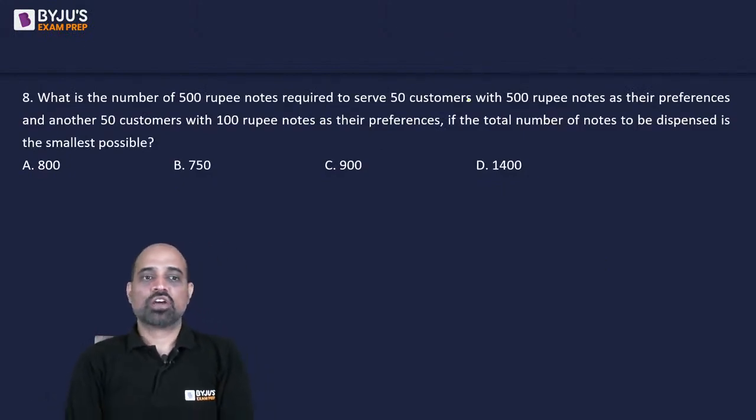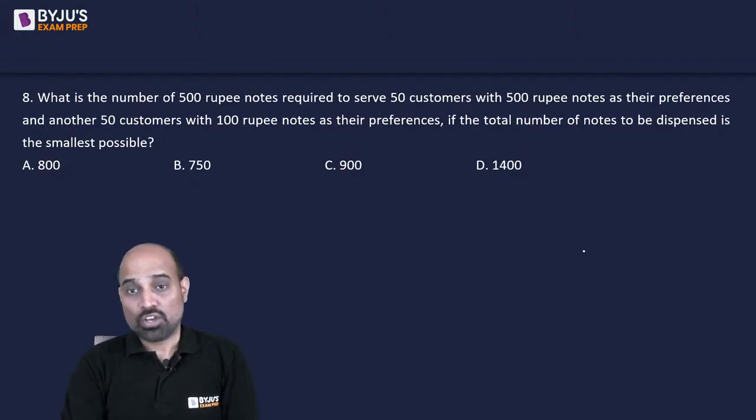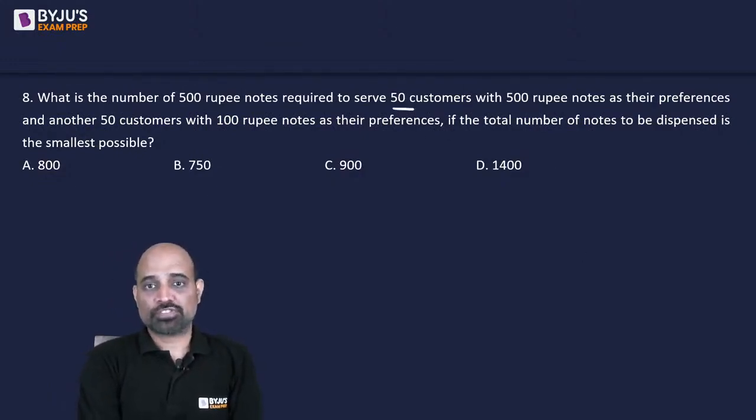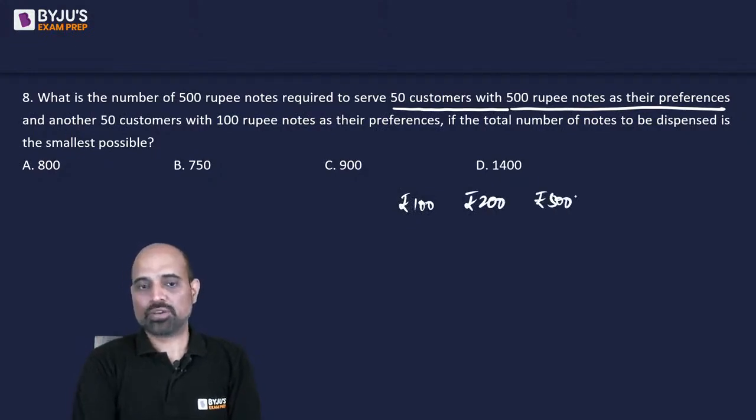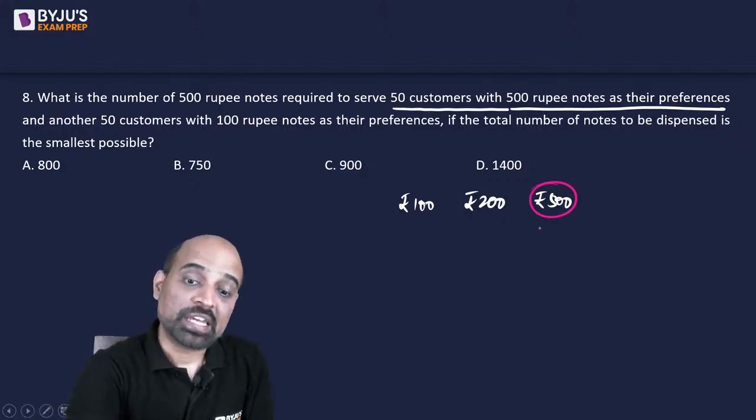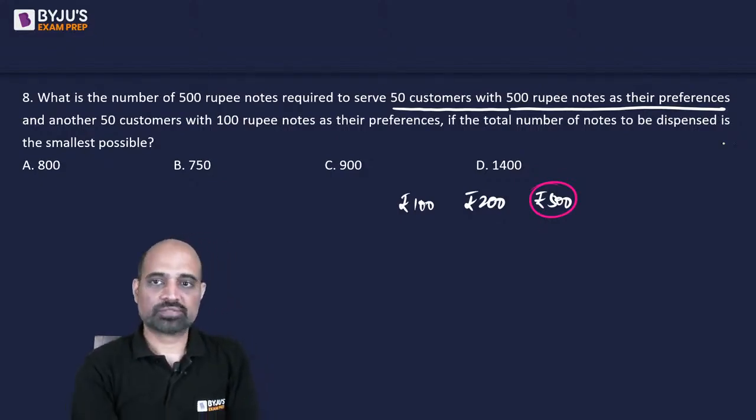Next one. What is the number of 500 rupee notes required to serve 50 customers with 500 rupee notes as the preference and another 50 customers with 100 rupee notes as the preference, if the total number of notes to be dispensed is the smallest possible? So सबसे पहले करते हैं कि 50 customers with 500 rupee notes as their preference. So 100 rupee, 200 and 500 rupee note, and the preference given is to 500. We need to minimize the total number of notes, isn't it?